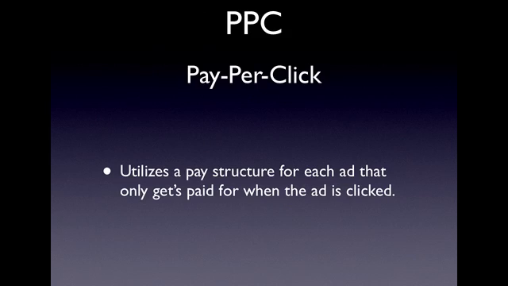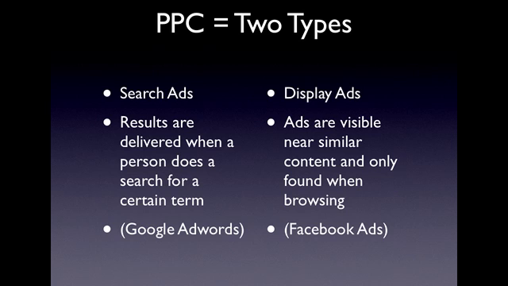Now we move on to more of a paid. People think of it as paid, but you really pay for SEO services as well as pay-per-click. But PPC stands for pay-per-click, and this utilizes a cost structure for each ad that you only pay when your ad is clicked, hence the term pay-per-click. So really, when people see your ad, you're only paying for it when they actually click that ad and take that action. There's two types of pay-per-click out there, and sometimes they get used together, but they're really two different types of advertising. And one is search ads, or search pay-per-click.